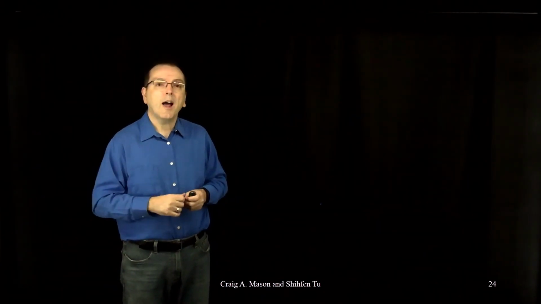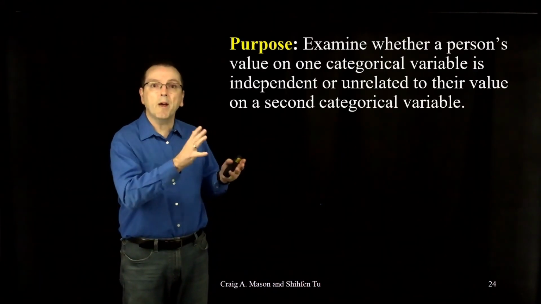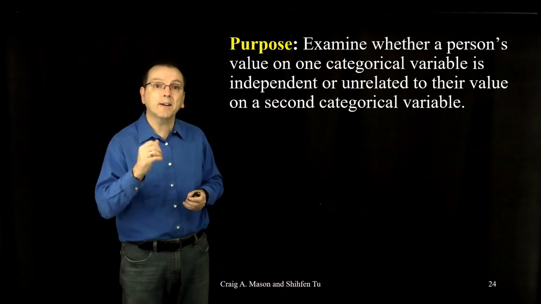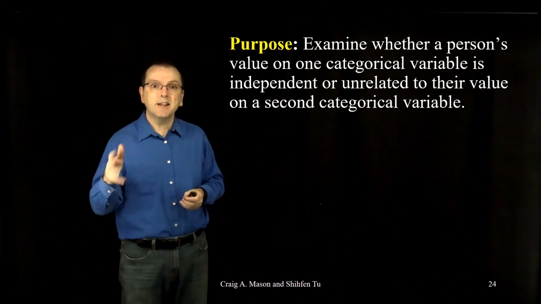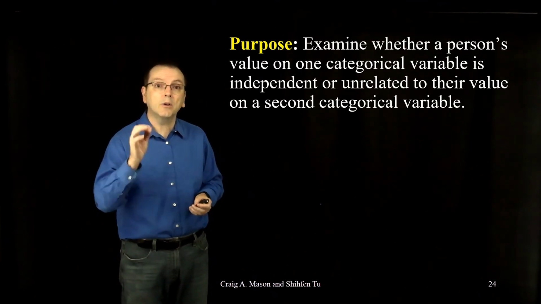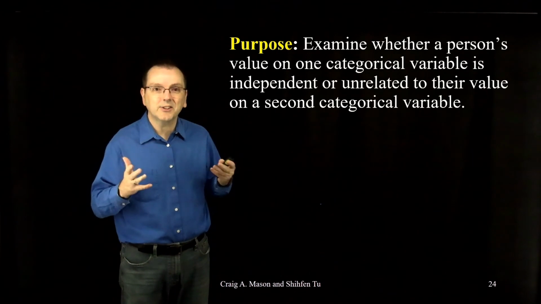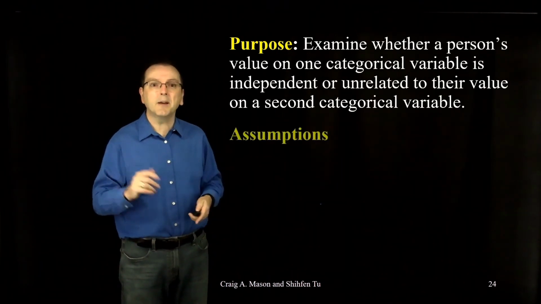So returning to our chi-square test of independence, the purpose is to examine whether a person's value on one categorical variable is independent or unrelated to their value on a second categorical variable. And like all statistical tests, we do have some assumptions, right?